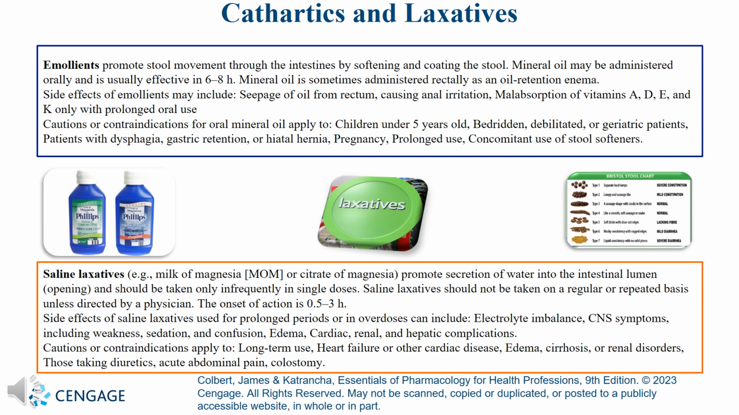Side effects of saline laxatives used for prolonged periods are in overdoses can include electrolyte imbalances, CNS symptoms including weakness, sedation and confusion, anemia, cardiac, renal, and hepatic complications. Your cautions or contraindications apply to long-term use, heart failure, or other cardiac disease, edema, cirrhosis, and renal disorders, and those that are taking diuretics, acute abdominal pain, and colostomy.